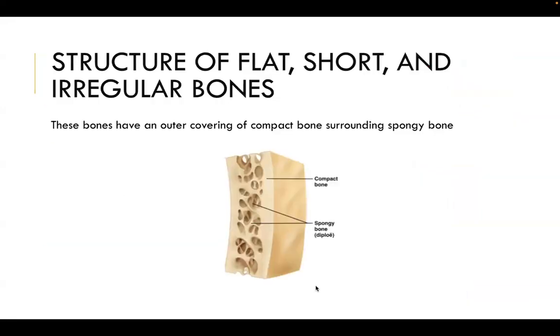All right. So that was the structure of the long bone. This is the structure of flat, short, and irregular bones. So these bones will have an outer covering of compact bone, and then it surrounds spongy bone.